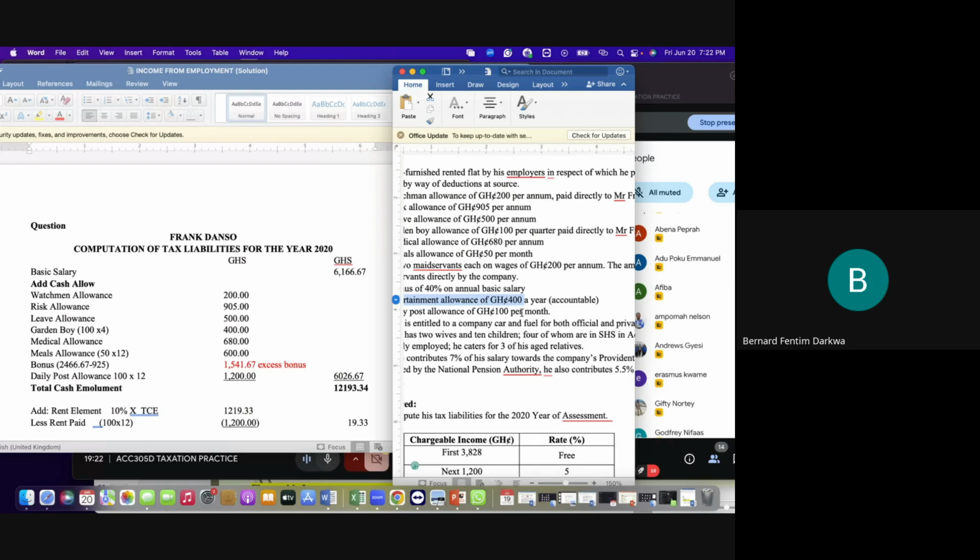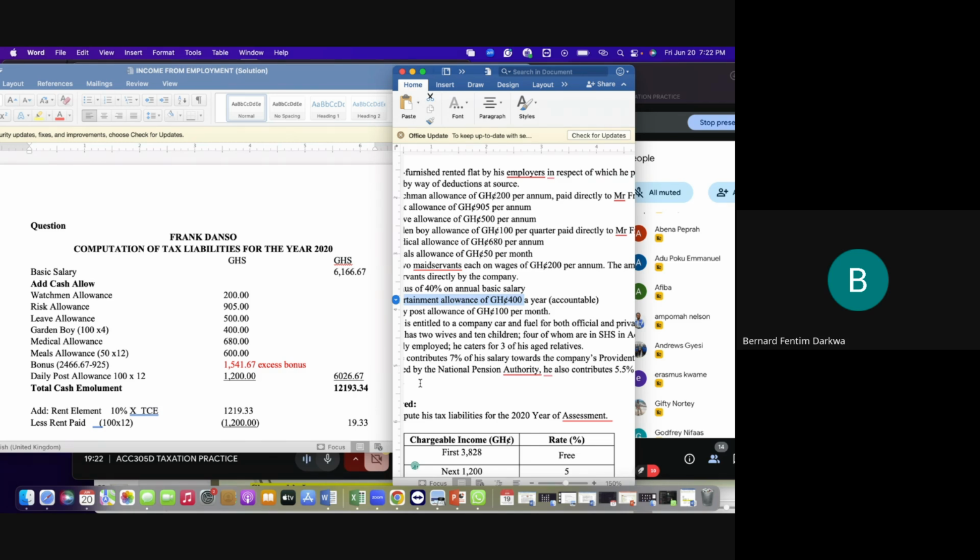Now the garden boy and the security man, we are treating them here because there's no statement in the question that says that the building belongs to the employers. Assuming the building belongs to the employer, how are we going to treat the garden boy and the security man? Assuming I add one sentence that the building they are living in is the employer's bona fide property, how would the treatment be?